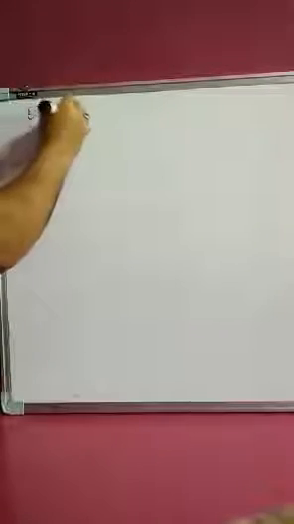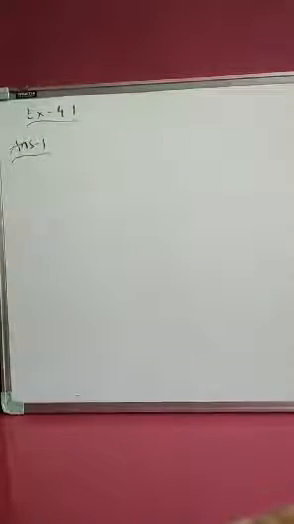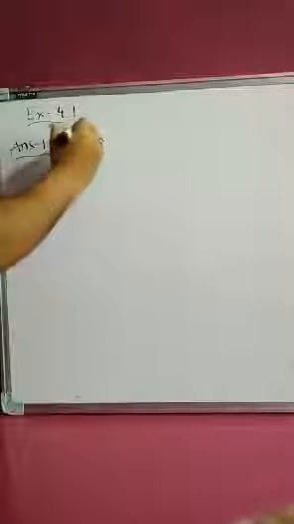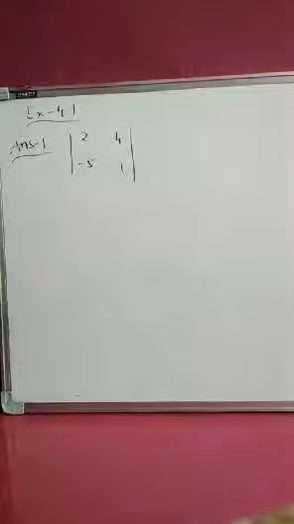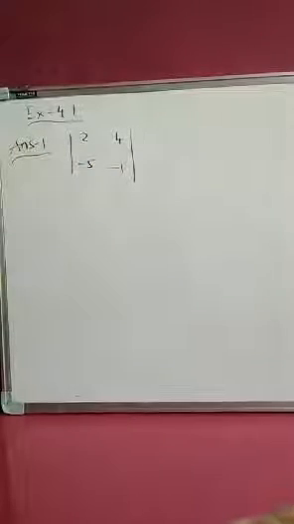In this exercise 4.1, we have to find the value of the determinant. Answer 1. What is our question? Find the value of the determinant. The determinant is given as 2, minus 5, 4, minus 1. We have to find its value.